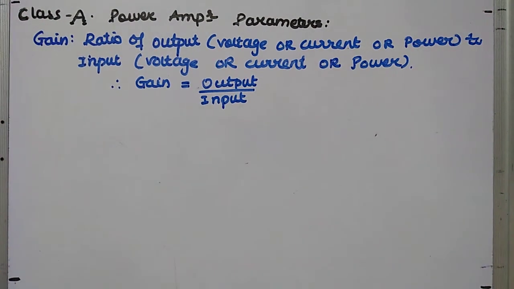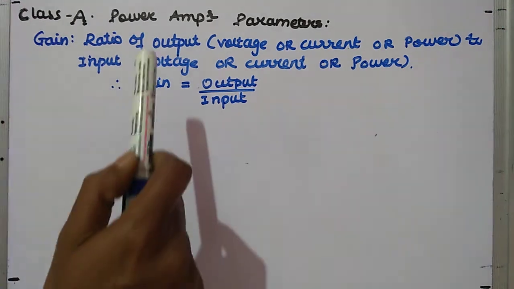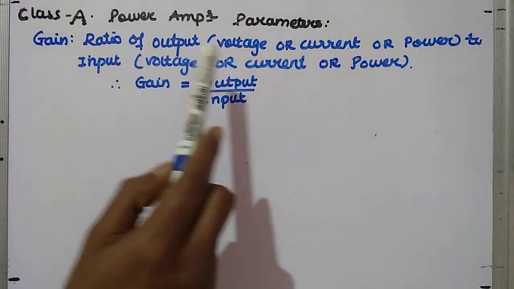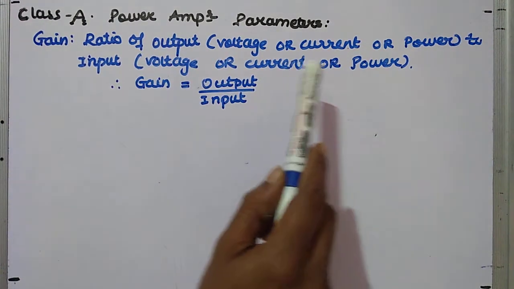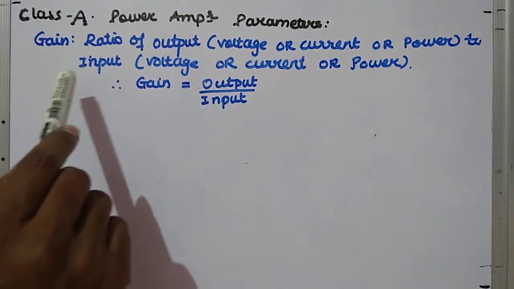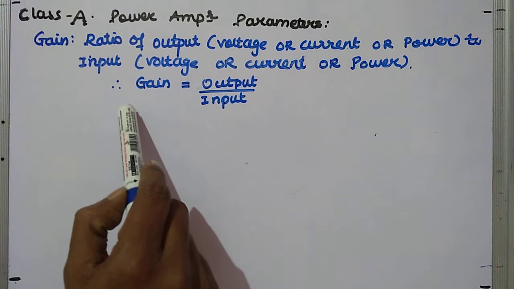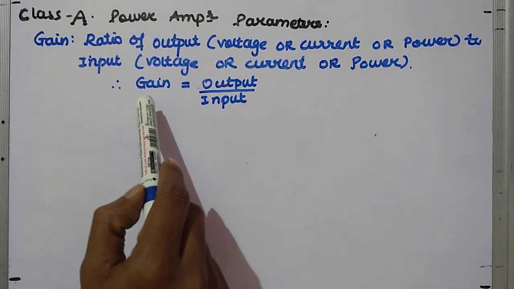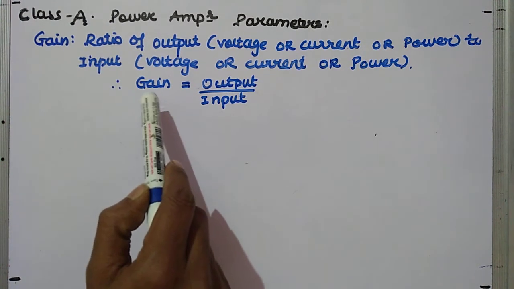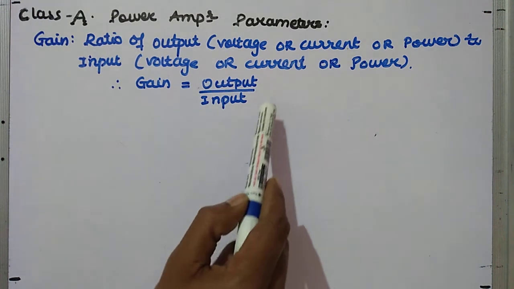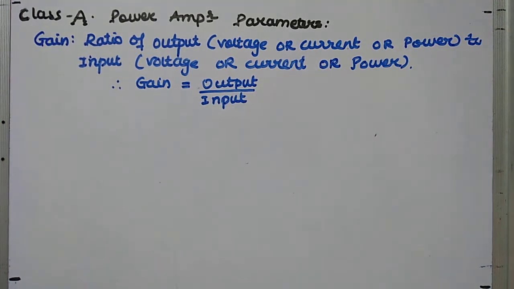Class A power amplifier parameters. First, we will understand what is the meaning of gain. Gain is the ratio of output voltage or output current or output power to input voltage or current or power. So in general, we define gain as the ratio of output divided by input.